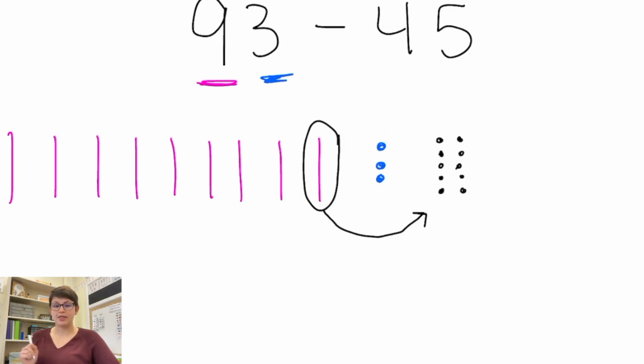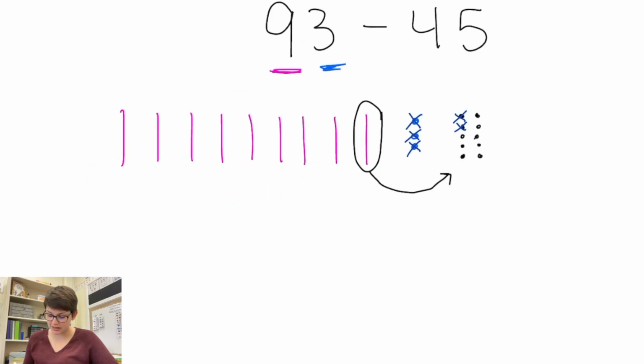So now that 10 is regrouped as 10 ones, I can take away 5 ones: 1, 2, 3, 4, 5. I've taken away 5 ones. So now I can take away my tens. Okay, so I have 4 tens I need to take away: 1, 2, 3, 4.